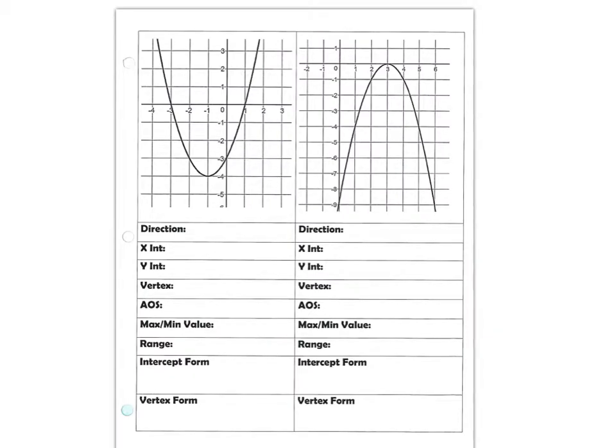So here's two lovely parabolas you might have seen. So the first thing I want us to do is say which way it opens. So this first parabola opens up. My x-intercepts, where it crosses the x-axis, would be at (-3, 0) and (1, 0). I have a y-intercept at (0, -3). My vertex is (-1, -4). That's really saying I have a relative minimum there.